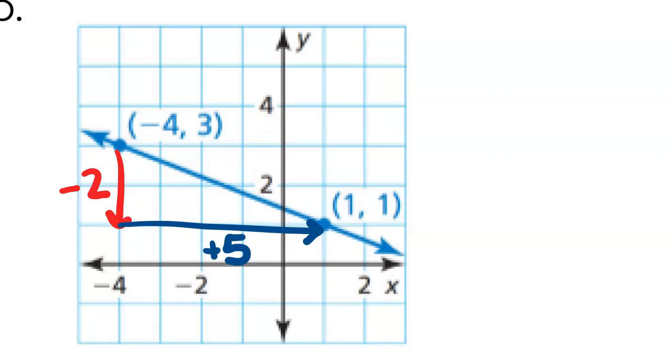So now we just have to write those numbers as a ratio, which is just to write it as a fraction. So we would say negative 2 divided by 5. And that fraction can't be reduced at all. It's not a number that evenly goes into 2 and 5.